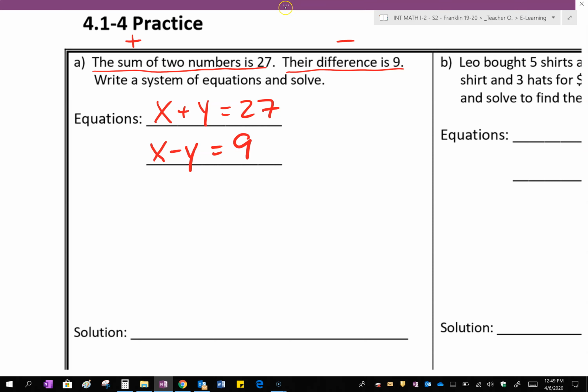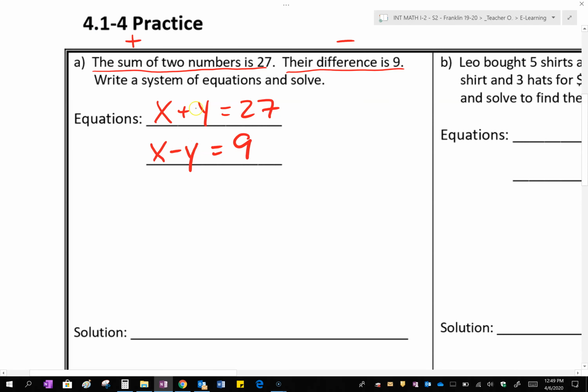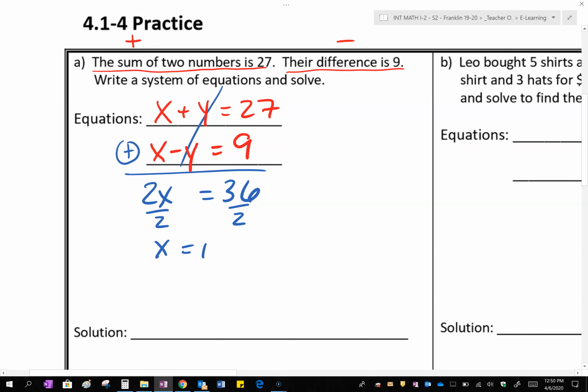And now we have to solve. And if you look, you can see that our equations are already set up for elimination because we have a positive y and a negative y. So add these two equations together, and the x plus x is 2x. The y's cancel out, and 2x equals 36. Divide by 2, and x equals 18. So one of our numbers is 18.